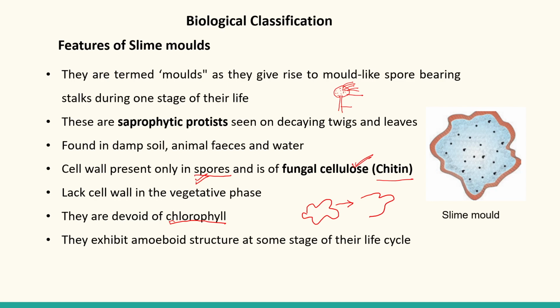And they are present on the forest floor, because the forest floor has lots of decaying matter, which can be leaves, twigs, or fallen fruits. So lots of decaying matter is present on the floor of the forest, and these slime molds spread all over the forest floor.